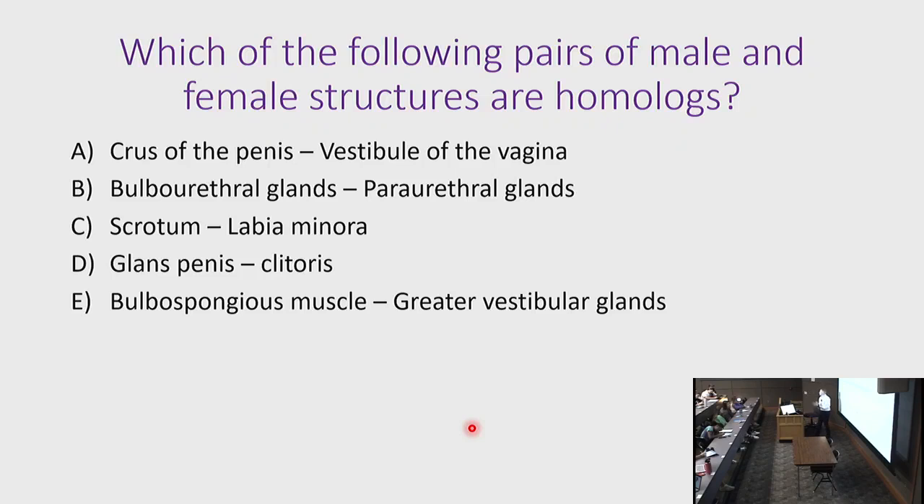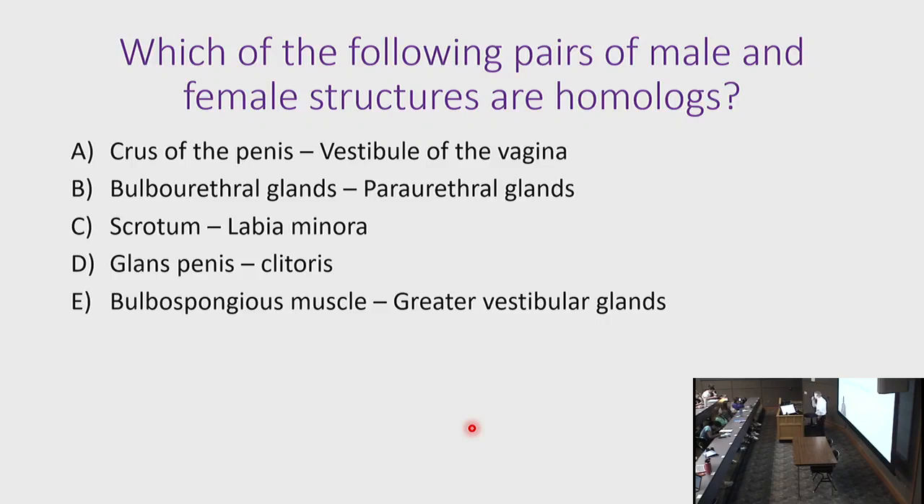Okay. So, some questions. Which of the following pairs of male and female structures are homologs? This is an important thing. There's a little table in your course pack, but knowing which structures are paired together is really important. So, is the crus of the penis the homolog of the vestibule of the vagina? No, it would be crus and crus. Right? Bulbourethral glands and periurethral glands. Okay, I see some head shaking, right? But they both say urethral glands.